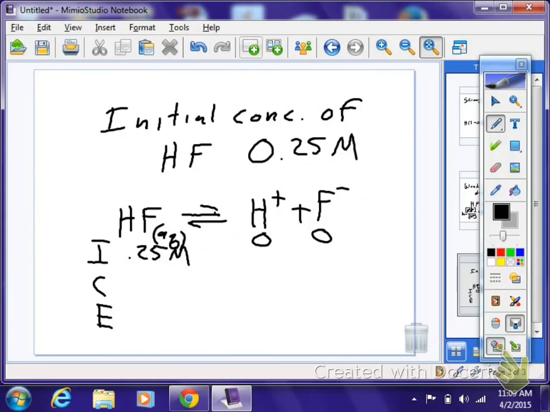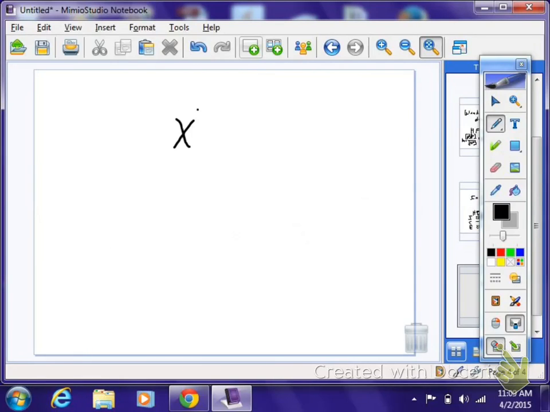But anyway, you get final one, two, four. So just real quick, you get minus X, plus X, plus X. Then you have 0.25 minus X, X, X. Then we have basically X squared over 0.25 molar minus X. That equals your constant. Your constant is small enough that it's not going to change the initial concentration, or final concentration, much. We can look at that later, but we're not going to look at it now. But that's 7.2 times 10 to the minus 4th.